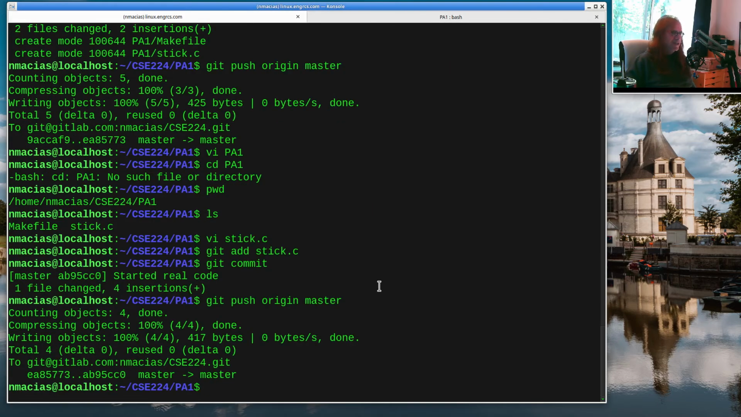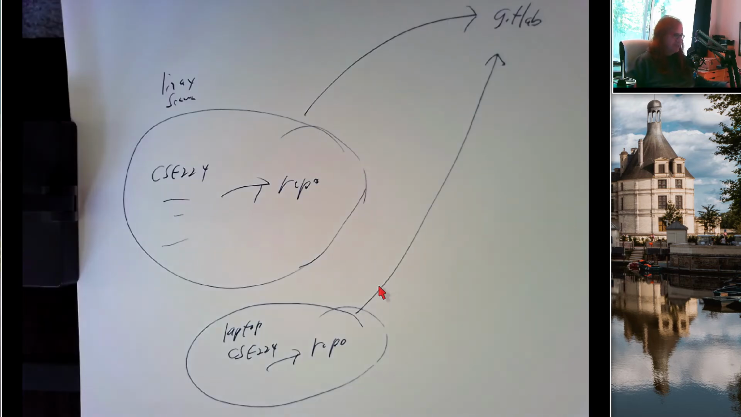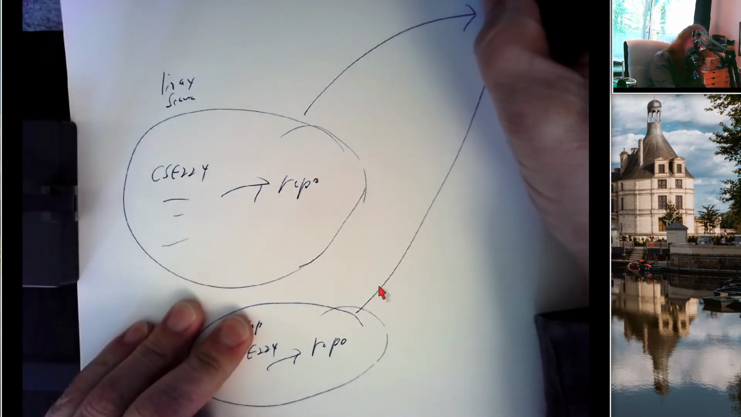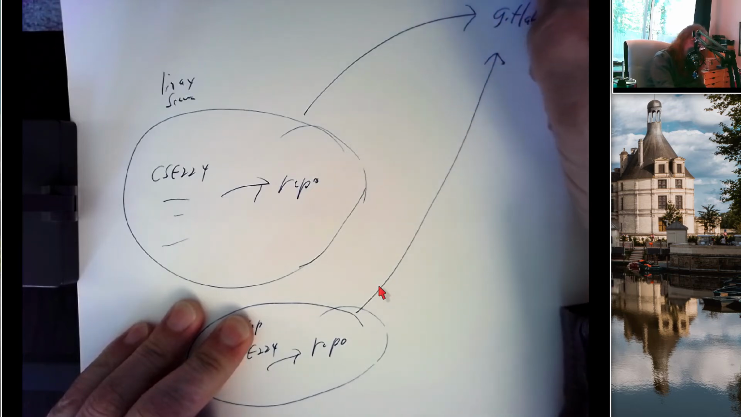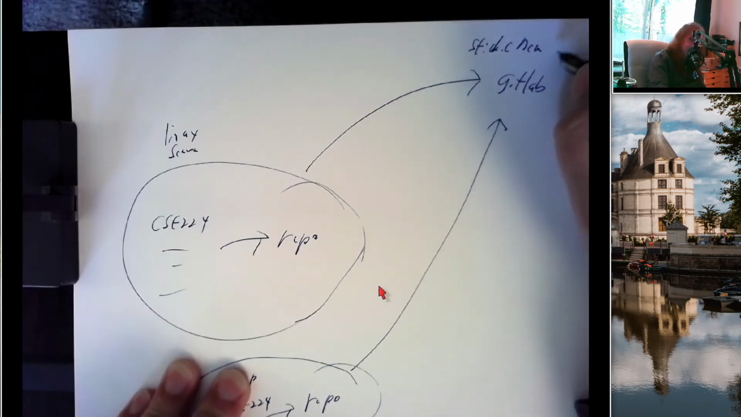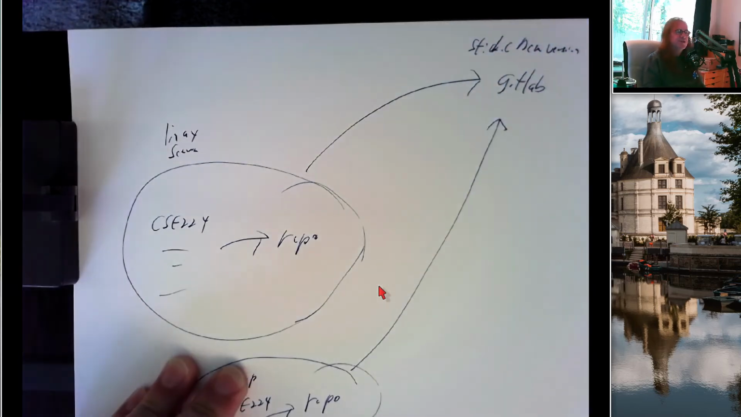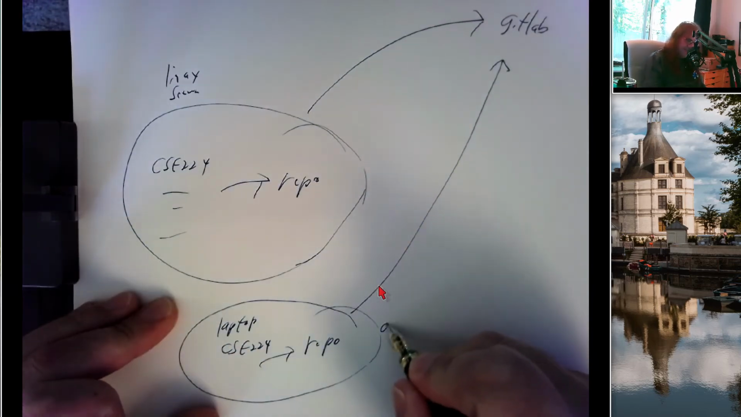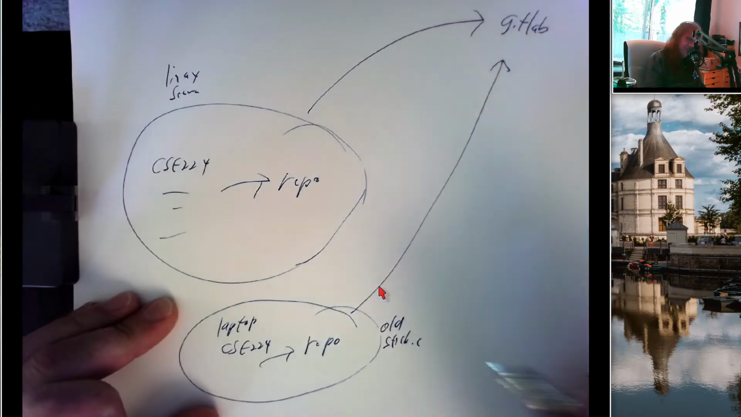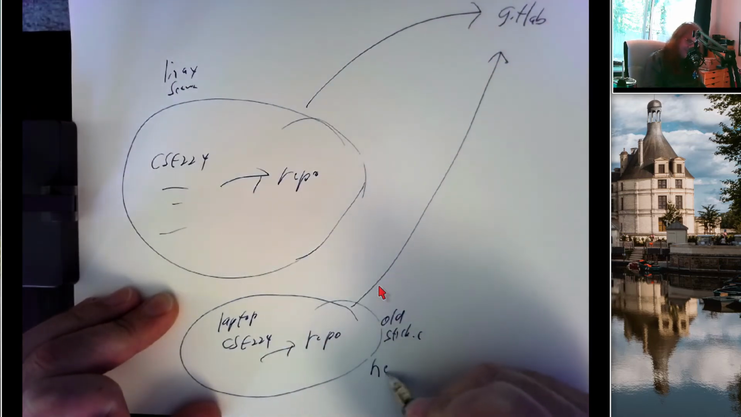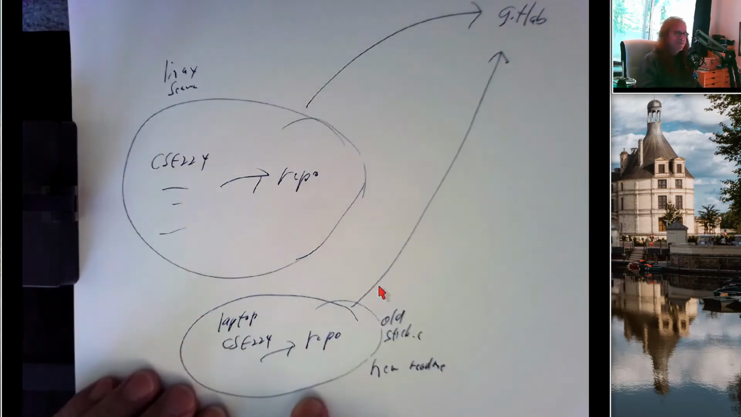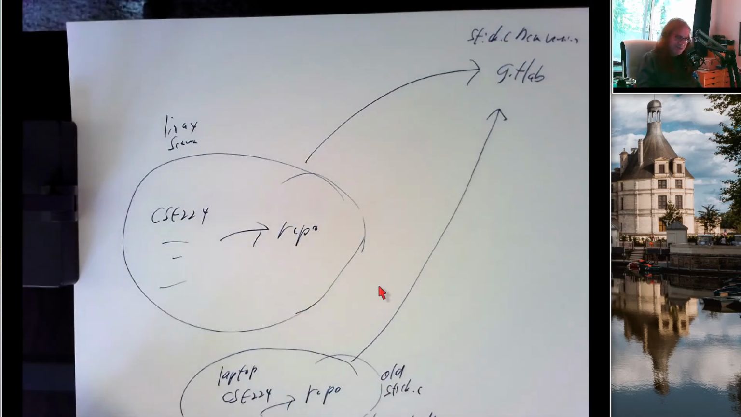The problem is that just a moment ago, or maybe yesterday, I added some more code to stick.c. So I've got a new version of it that I pushed to my repo. But on my laptop, I have the old stick.c, and on my laptop, I have a new README. If I try to push from my laptop into the repo, it'll take the new README and push that over there, but my old version of stick.c will conflict with that new version of stick.c.